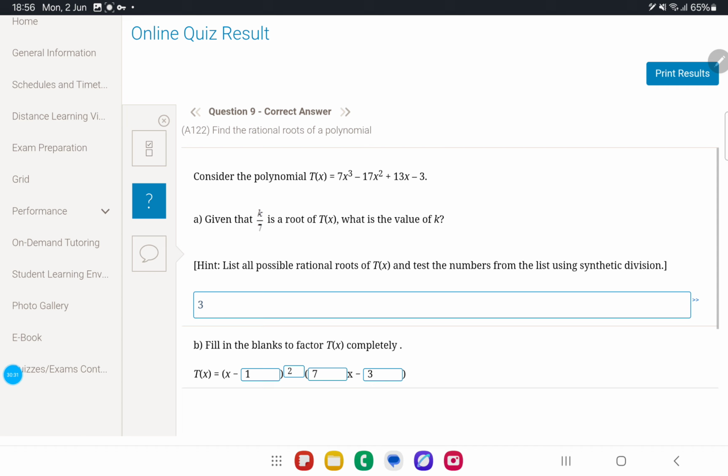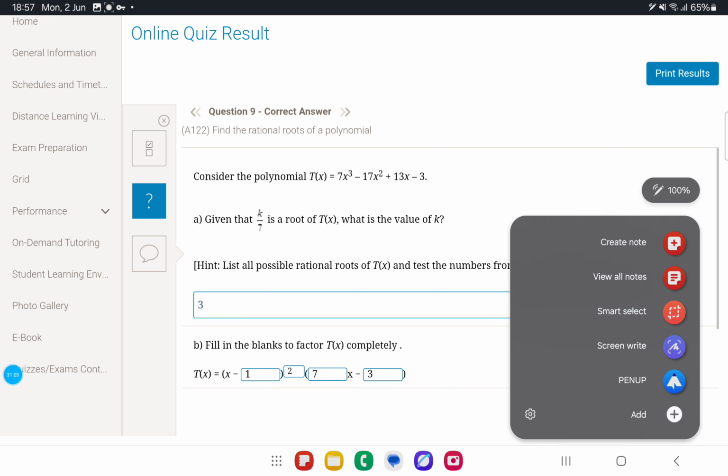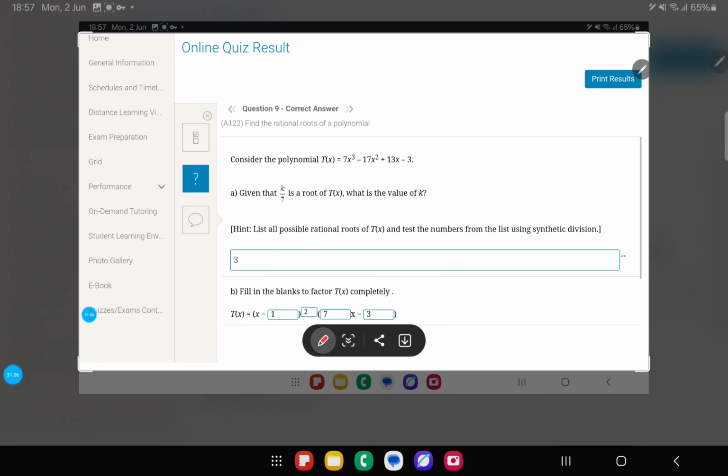Now consider the polynomial t(x) equals 7x cubed minus 17x squared plus 13x minus 3. Given that k over 7 is a root of t(x), what is the value of k? Okay, you can use mod 5.3 to make things quick. Sorry, not mod 5.3, you're gonna use mod 5.4 because we have 4 values here. Mod 5.4. So we're gonna put 7, negative 17, 13, and negative 3.